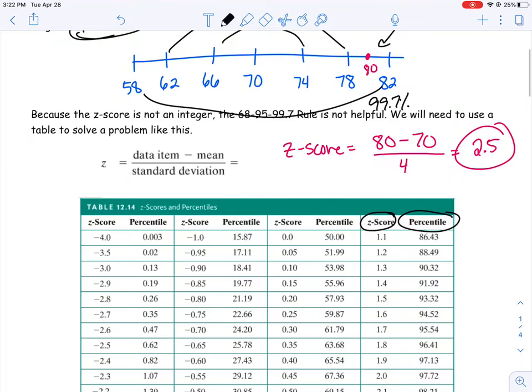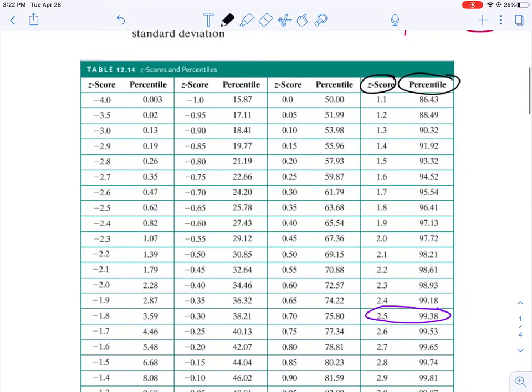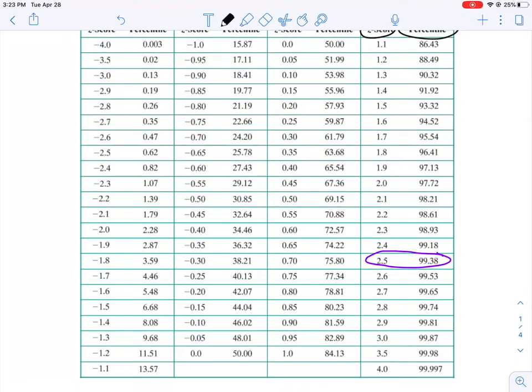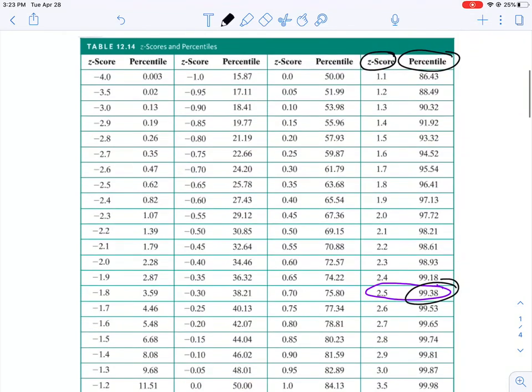That's when we're going to use our chart. We're going to find the z-score of 2.5, which I've circled in purple, and follow it over to the percentile. It says that we're in the 99.38th percentile, which means 99.38% of men are shorter than 80 inches. So that would be our answer: 99.38% of guys are shorter than 80 inches. But I needed to use the chart instead of our 68, 95, 99.7 rule for that question.